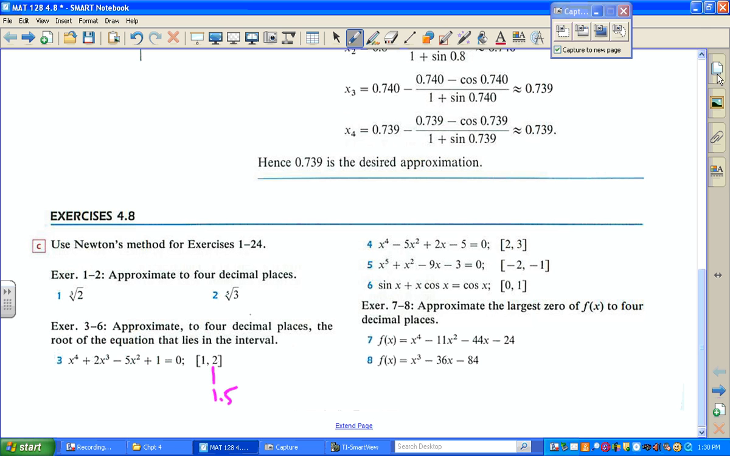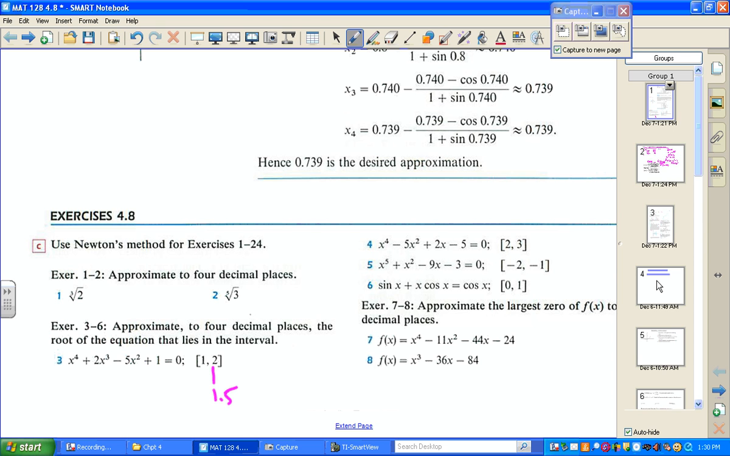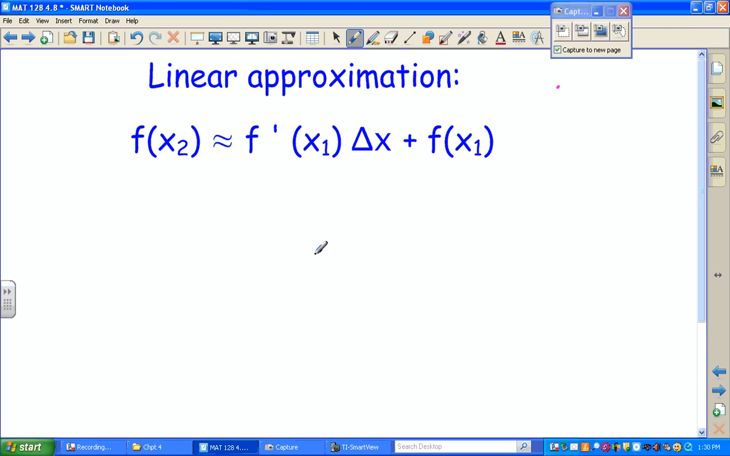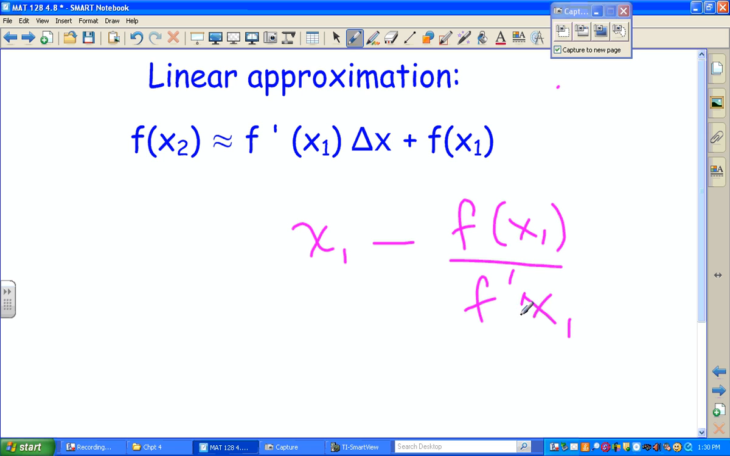Well, I'm going to talk a little bit more about yesterday. We talked about the linear approximation, and we talked about Newton's method. Newton's method was x sub 1 minus f of x sub 1 divided by f prime of x sub 1. And that gives me approximately x sub 2, right? Well, no, it actually does better than that.